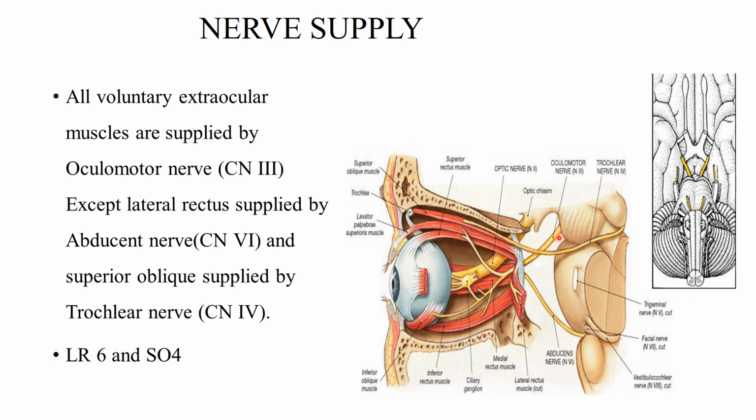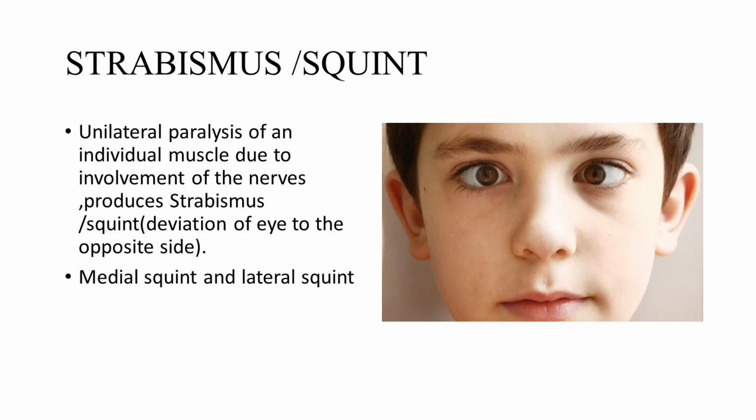So in this picture, we are going to see the nerves. Here you can make out the oculomotor nerve, which is entering the orbit, and you can see it is dividing and supplying all the extraocular muscles except the lateral rectus and the superior oblique. If you see this lateral rectus, it is supplied by the abducens nerve. So you can see the abducens nerve, and this will be the trochlear nerve, which is going and supplying the superior oblique muscle. Till now we have seen the nerves of the extraocular muscles in detail.